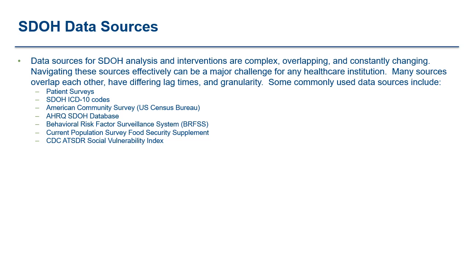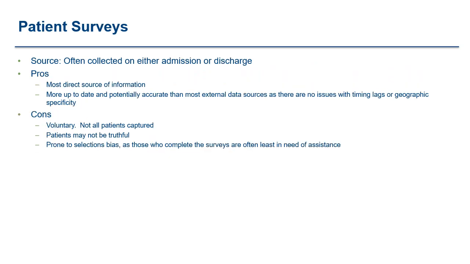There is also the Current Population Survey Food Security Supplement that gets into access to food services. And then there's the CDC Social Vulnerability Index. These are all examples of some very strong data sources that are out there that can be used. So let's talk a little bit about some of them.